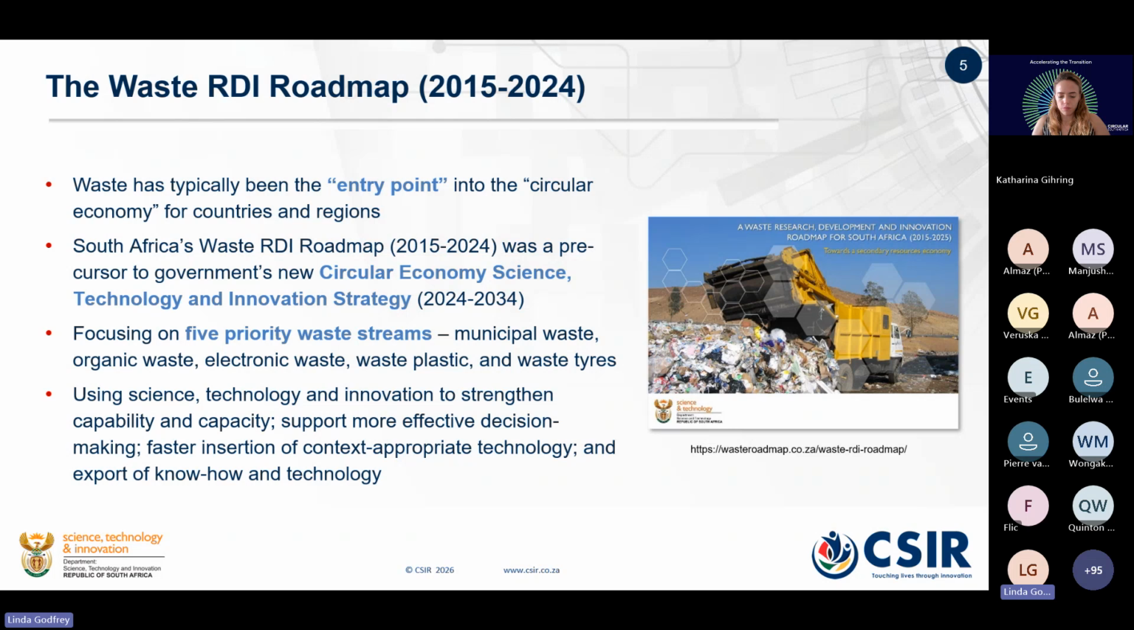So the roadmap was really about using science, technology, and innovation to firstly strengthen capability and capacity, to support more effective decision-making, the faster insertion of context-appropriate technology in South Africa, and where appropriate, the export of know-how and technology both to the continent and the rest of the world.